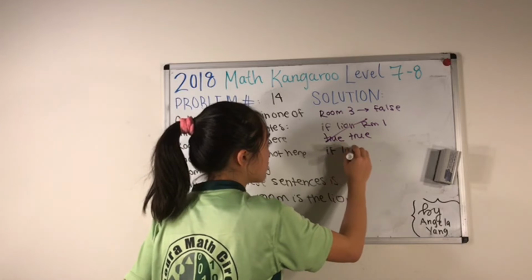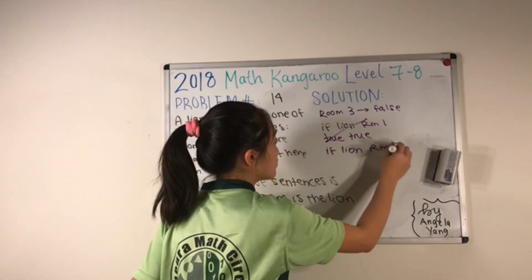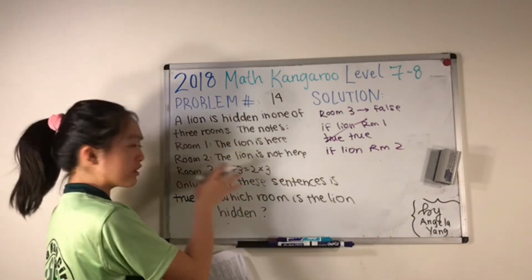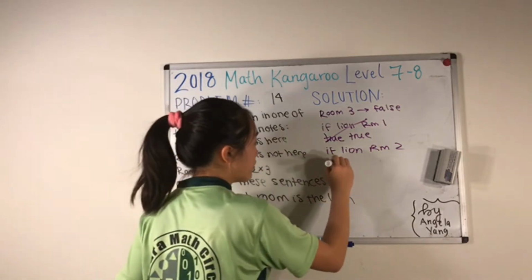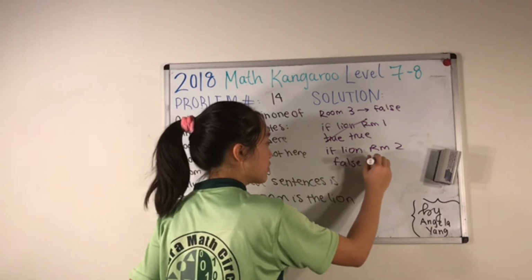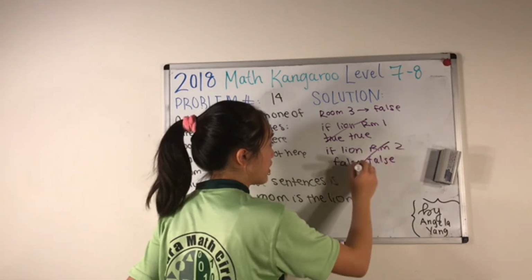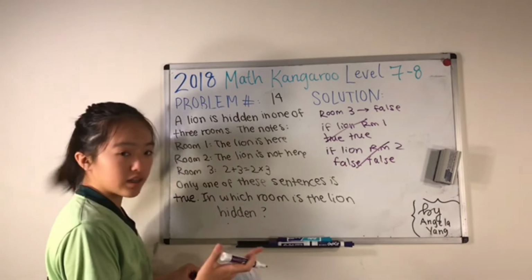Let's say the lion is in room 2. If the lion is in room 2, then that means that the note on room 2 is false, and so is the note on room 1. So that means they would both be false. So the lion can't be in room 2. So that means the lion is in room 3.